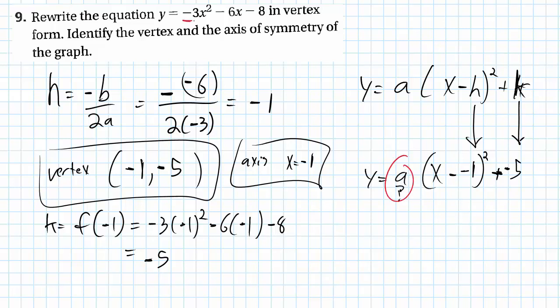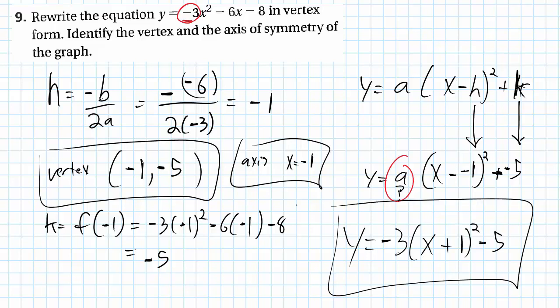Now, how do we figure out the a? We could substitute some values and points in there, but we don't need to. The a in standard form is negative 3, so the a in vertex form is still negative 3. So there's your equation in vertex form.